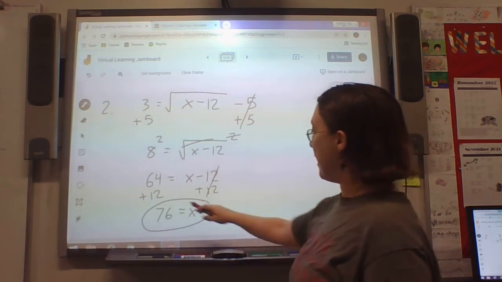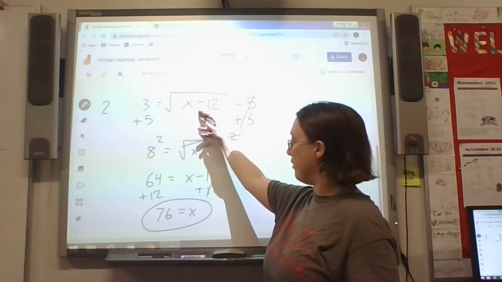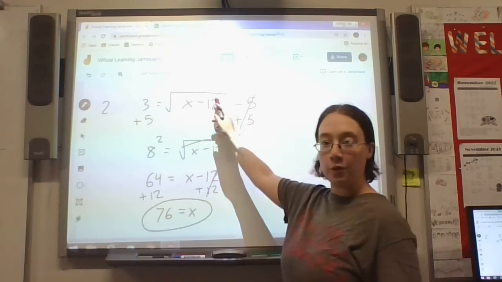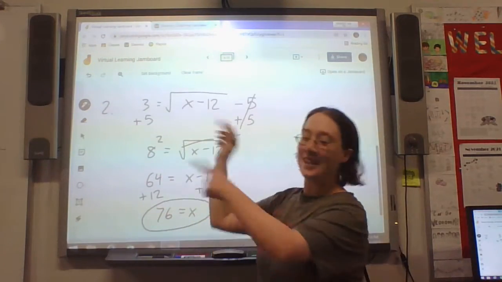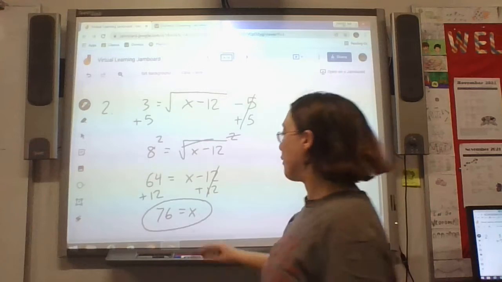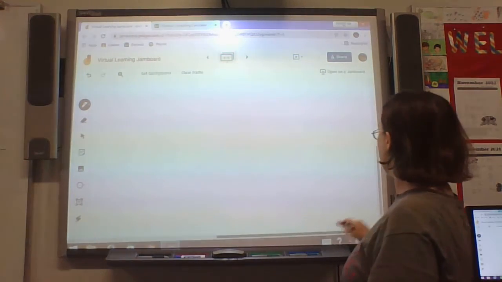And if we want to double check that, we can take 76, plug it back in. 76 minus 12 is 64. Square root of 64 is 8. 8 minus 5 gives you 3. Sure enough, true numbers.